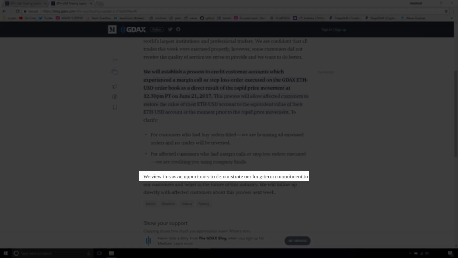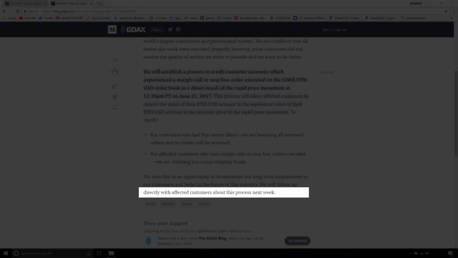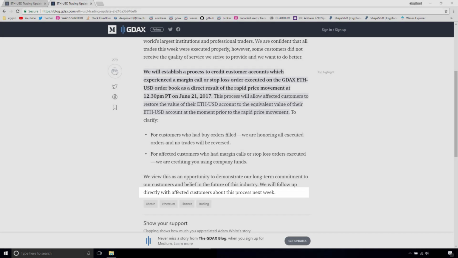We view this as an opportunity to demonstrate our long-term commitment to our customers in the future of this industry. We will follow up directly with affected customers about the process next week. So that's how they responded. It was a really big deal that they did this because they pretty much made everybody whole. It made the whole event less of a big deal. I can see why they did it here because cryptocurrencies are new. GDAX is new, like they stated in the start of this article, and they don't want to get a bad rep. So they went ahead and they bit the bullet and they made all accounts whole.